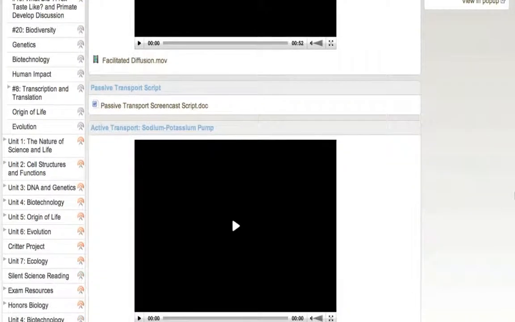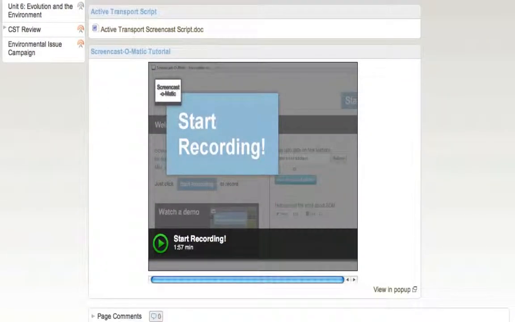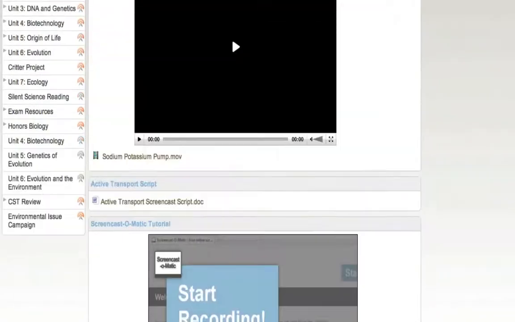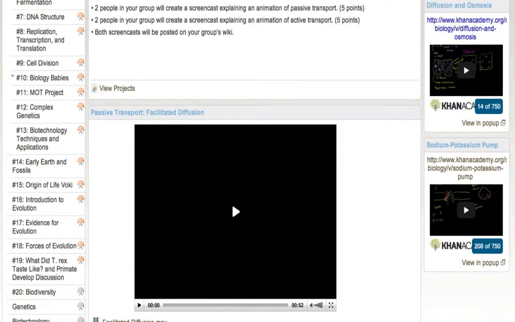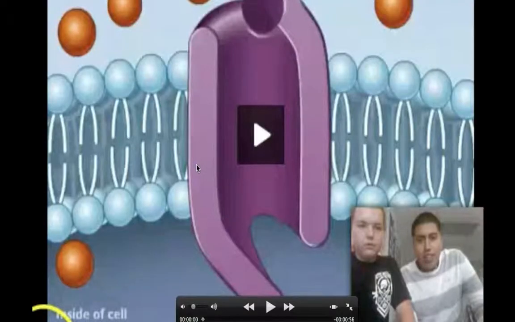Then you'll notice at the bottom of this Haiku page, I have a tutorial on how to use the tool we used, which was Screencast-O-Matic. It's free. It's very simple for students to use in order to create a screencast. And so I'm going to go ahead and pull up some student samples so you can see. And these are two students that work together to narrate a video on passive transport.